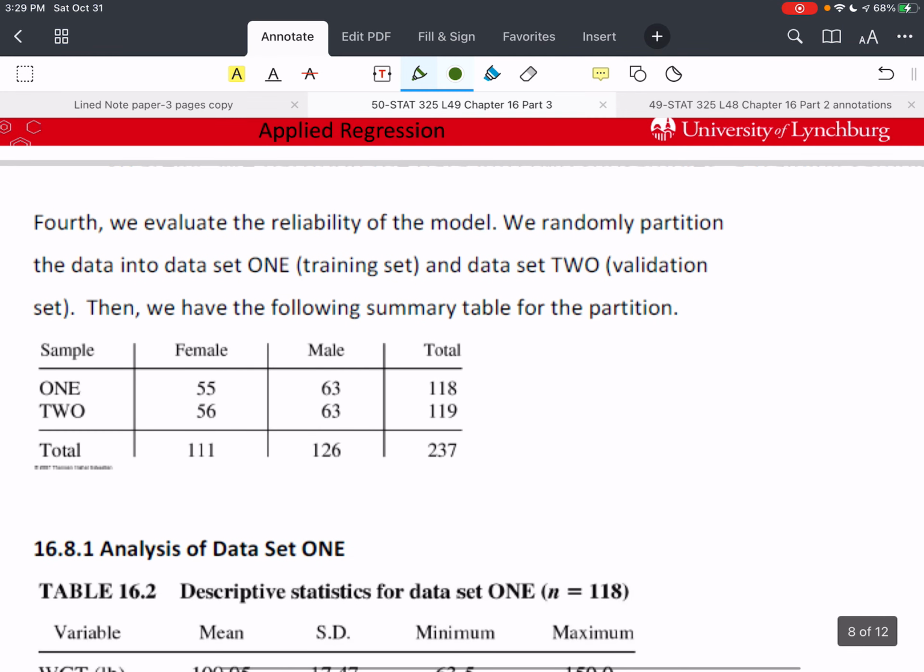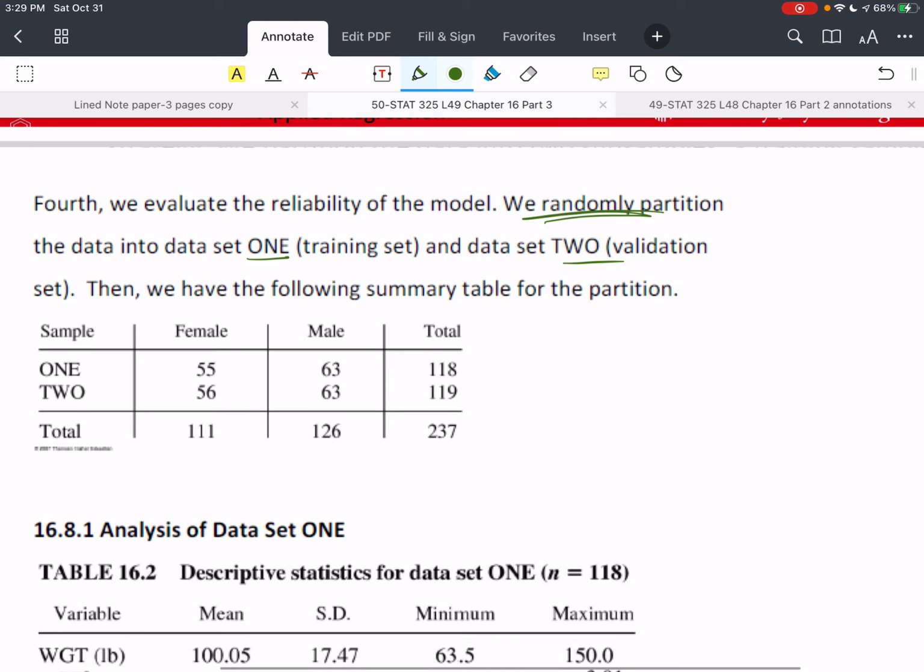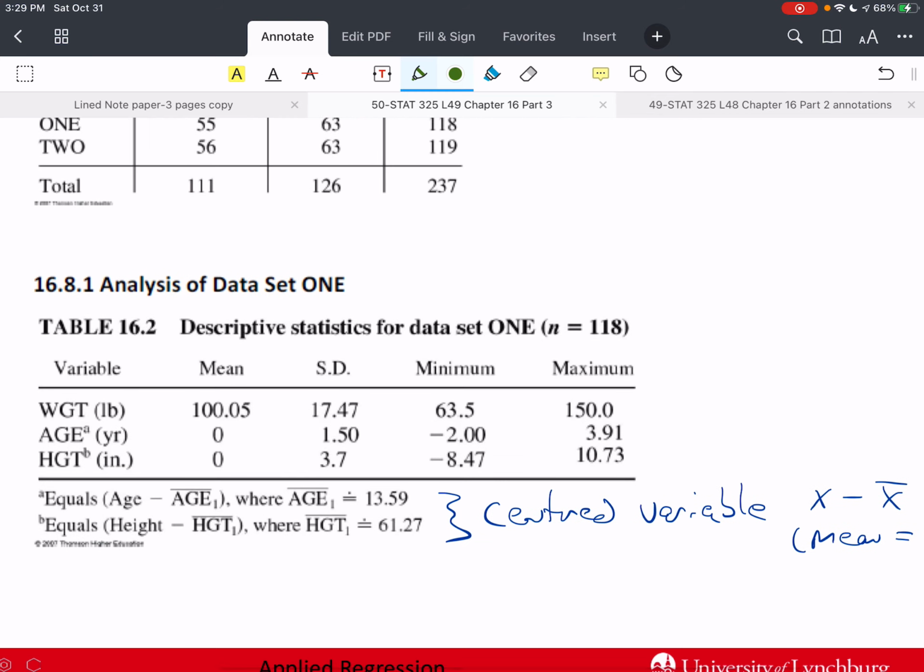Okay, so we also need to evaluate reliability, so we randomly partition the data into two data sets. Data set 1 is the training, and data set 2 is the validation, and we see that there's 118 and 119, so as close to equal as we could get with the odd value of 237. Okay, so let's look at the analysis of data set 1.